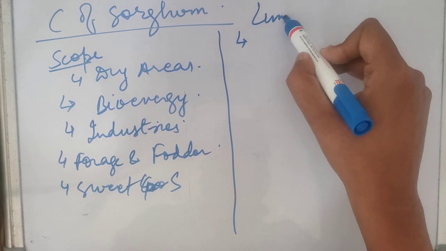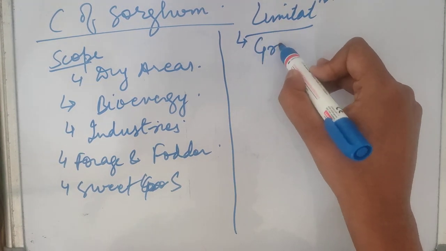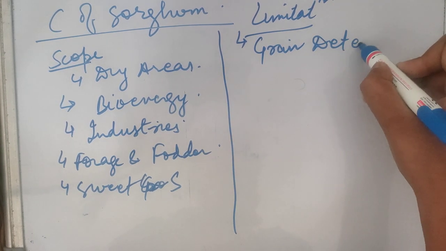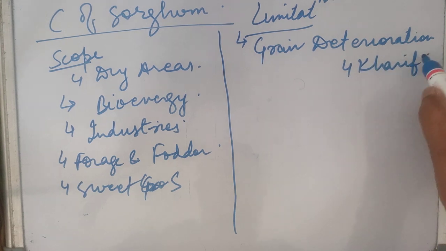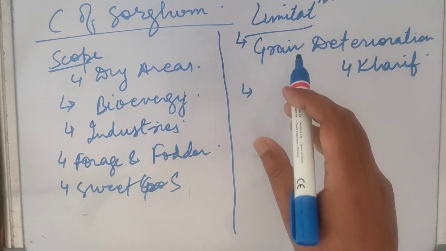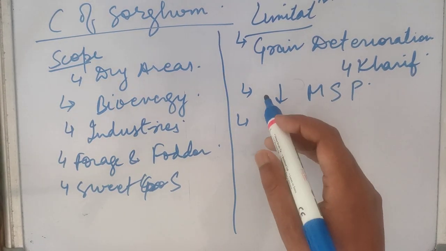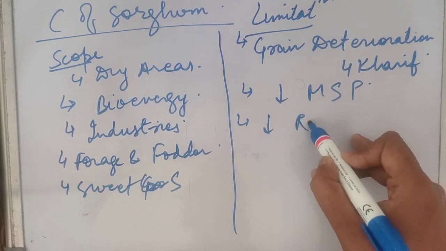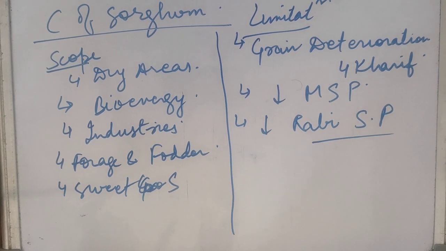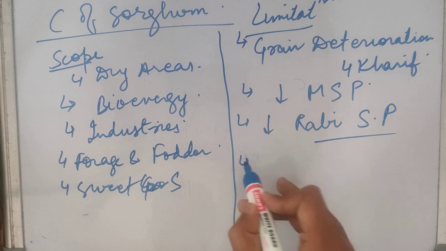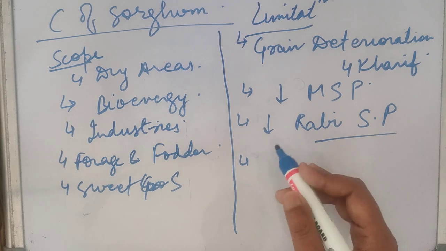Look at the limitations. You can see that there is grain deterioration in kharif sorghum. Grain often deteriorates in the kharif season. There is a lack of farmer friendly public policies, that is low MSP, and no proper policies for sorghum. Rabi sorghum productivity is low, often because farmers do not give much importance to sorghum with regard to fertilizer, irrigation, etc. That often leads to lower production.